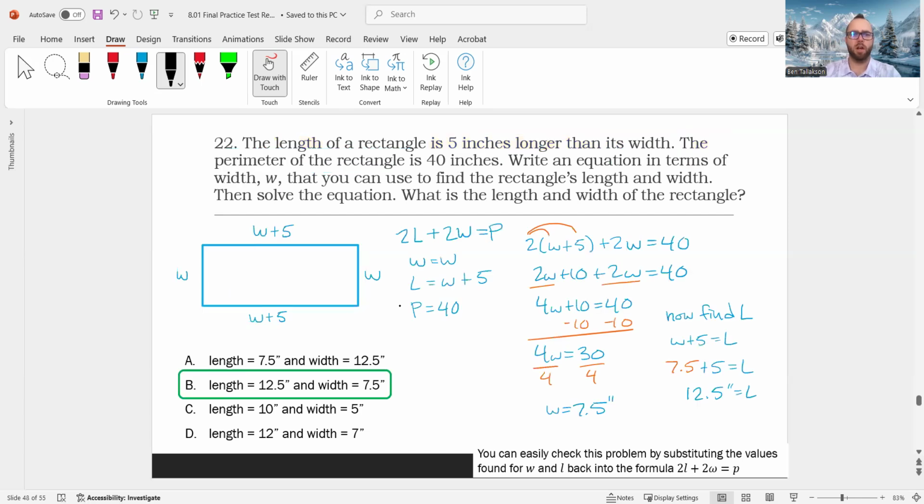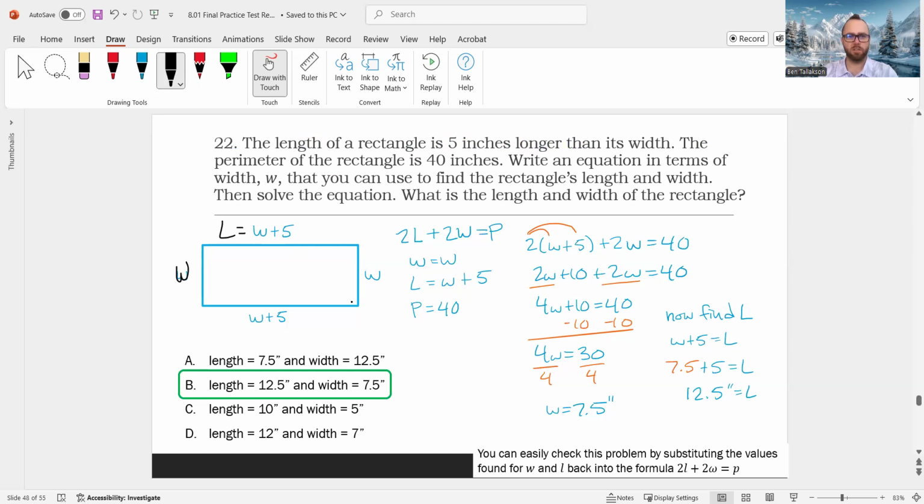So you could start out by labeling, they said length is 5 inches longer. So you may have started out by labeling this is length and this is width. And we want an equation with only W. So we'll get to that in a second. But for now, length, we could say is W plus 5 because they told us about that relationship. Width is just width. That's kind of like the base knowledge, and we're relating it to length here.